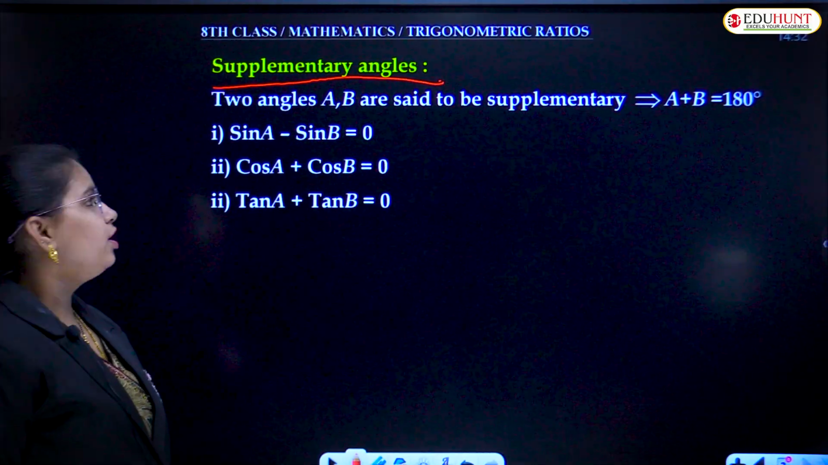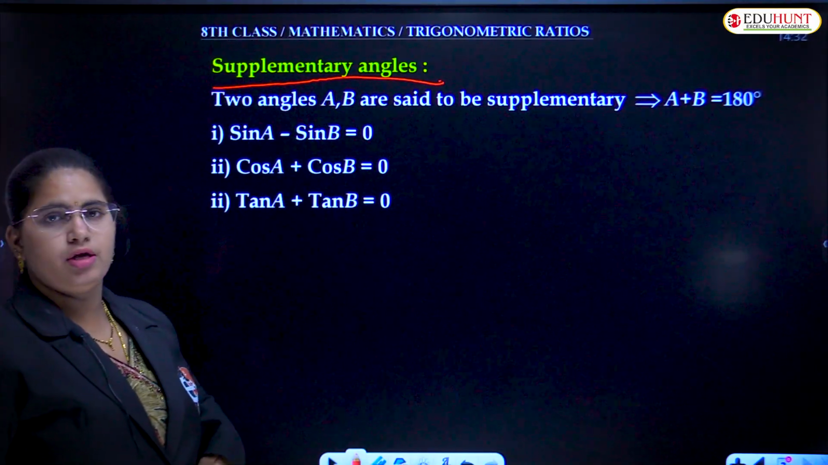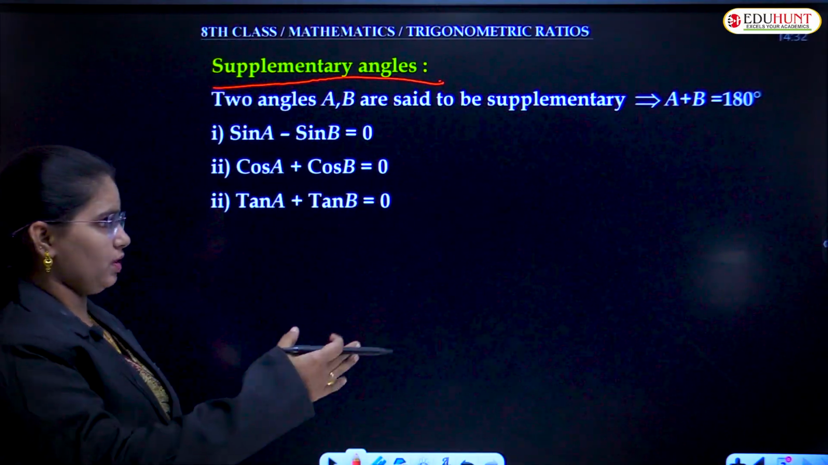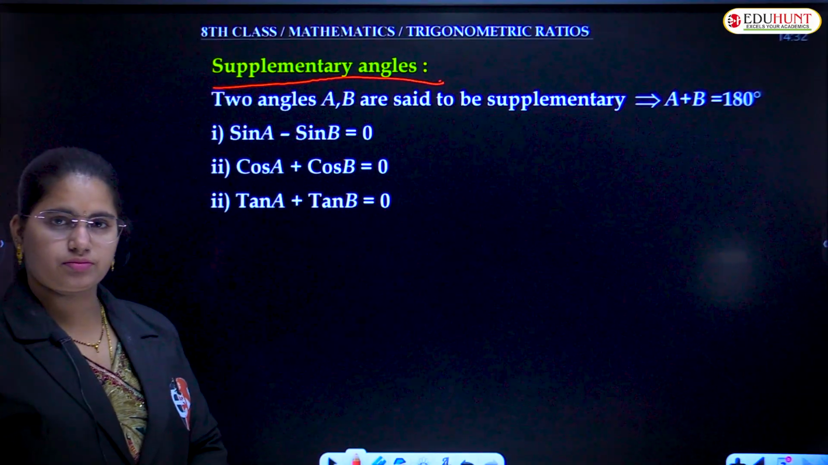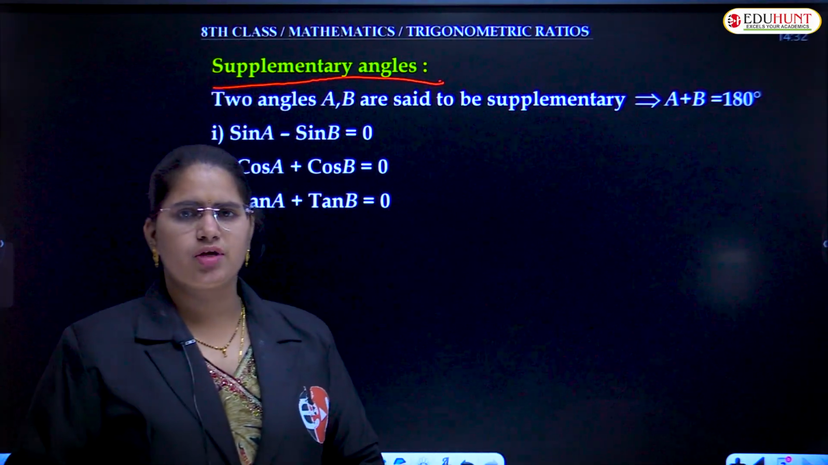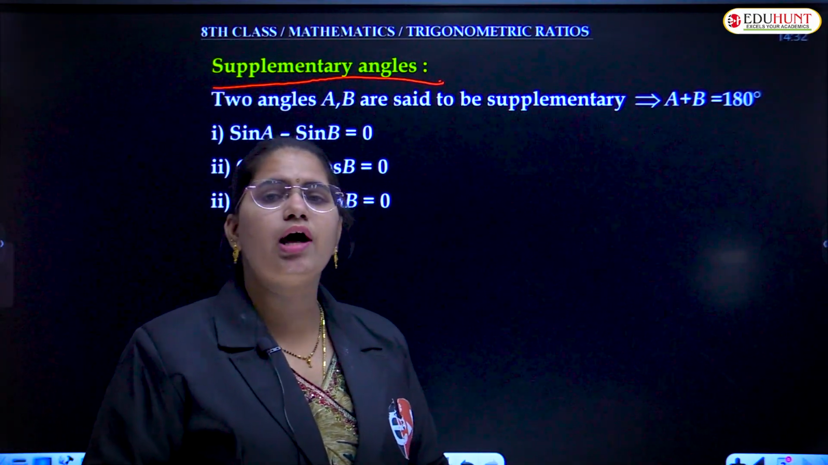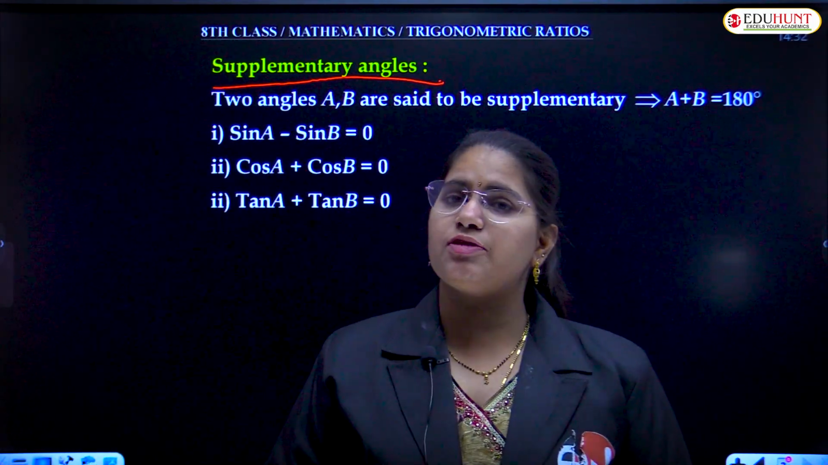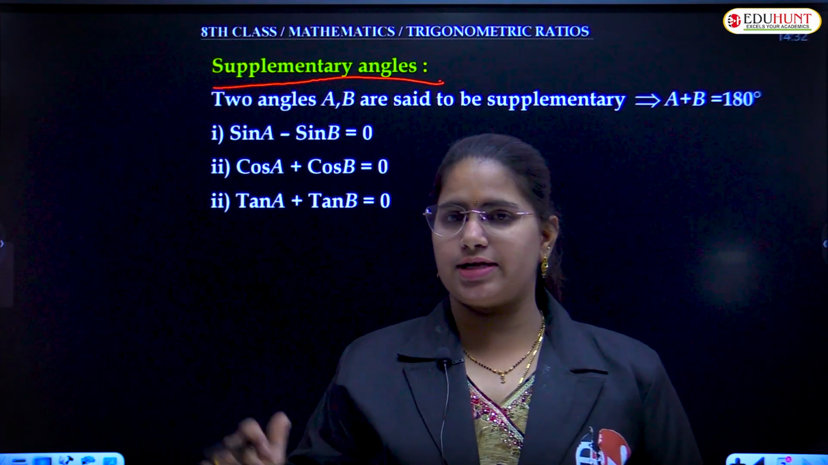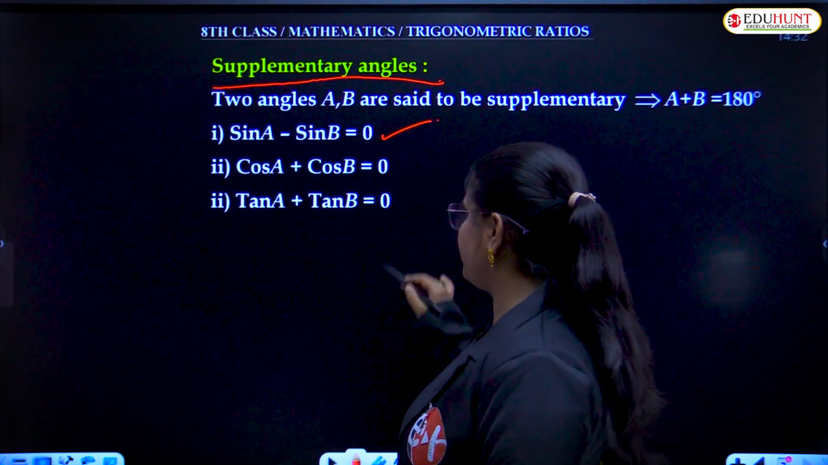Two angles, A and B, are said to be supplementary if A plus B is equal to 180 degrees. Based on supplementary angles, we also derive some results. Let's get back to the results. So what is my first one?